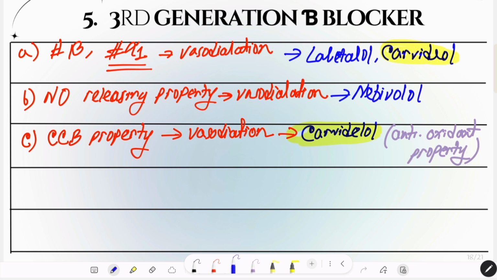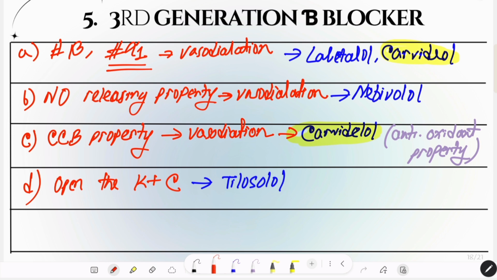And the fourth group of drug here blocks the beta receptor and also opens the potassium channel. And the drug here is pilosolol.